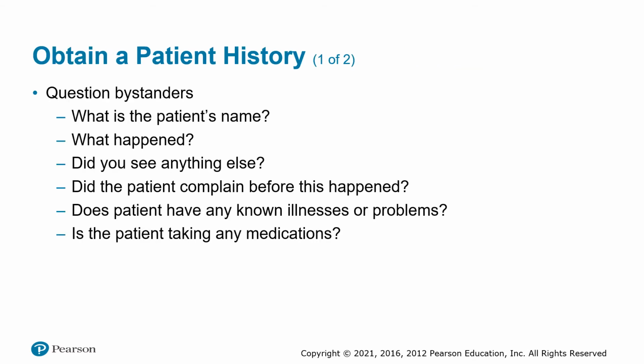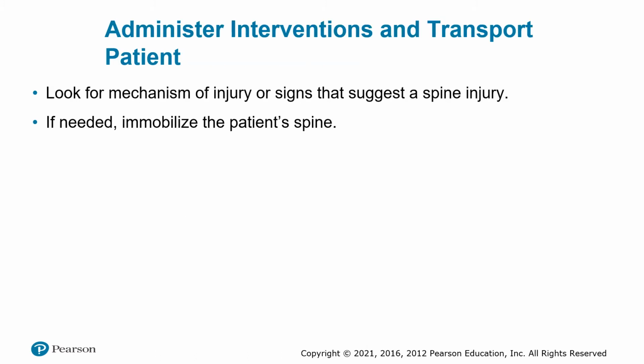Obtain a patient history. So you're going to question bystanders. What is the patient's name? What happened? Did you see anything else? Did the patient complain of anything before this happened? Does the patient have any known illnesses or problems? And is the patient taking any kind of medication? And then we're going to look for injury or signs that suggest a spinal injury. And if needed, we're going to immobilize the patient.